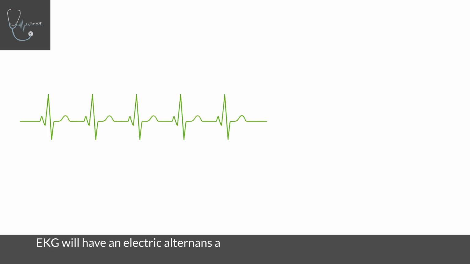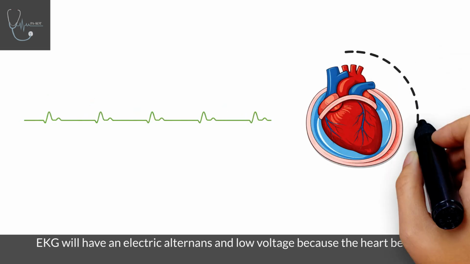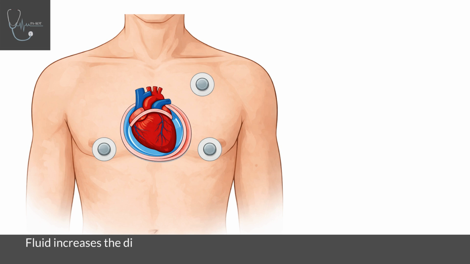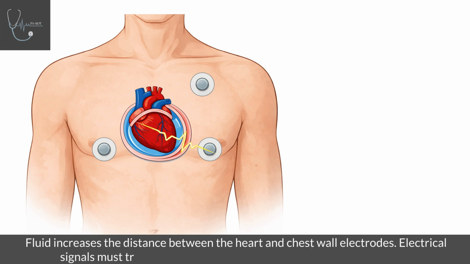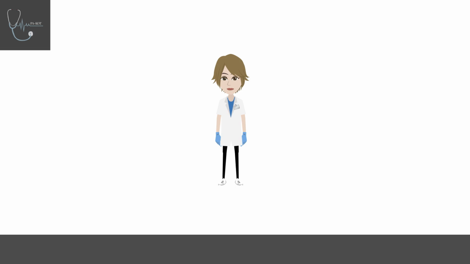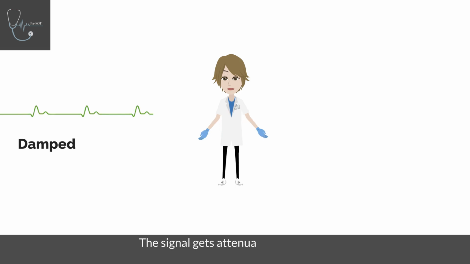EKG will show electrical alternans and low voltage because the heart becomes surrounded by fluid. Fluid increases the distance between the heart and chest wall electrodes. Electrical signals must travel through more fluid before reaching the electrodes. The signal gets attenuated or damped.